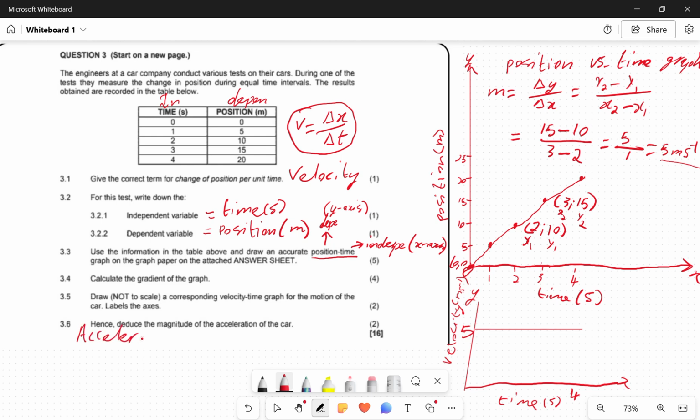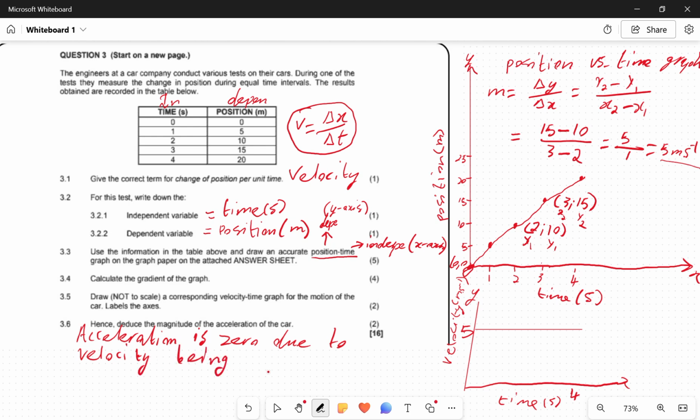acceleration is 0 due to velocity being constant. Then we are done, guys, just like that.